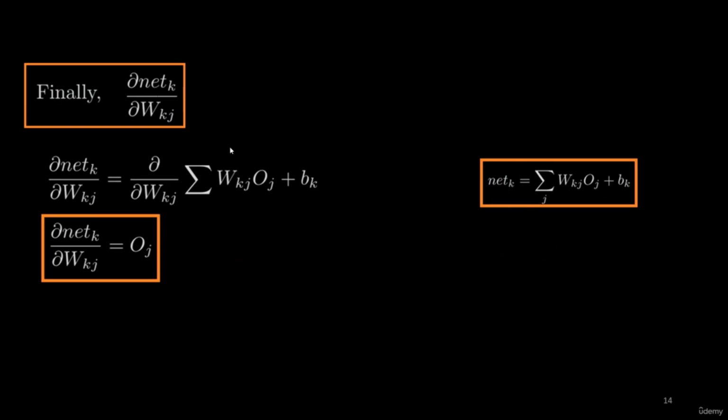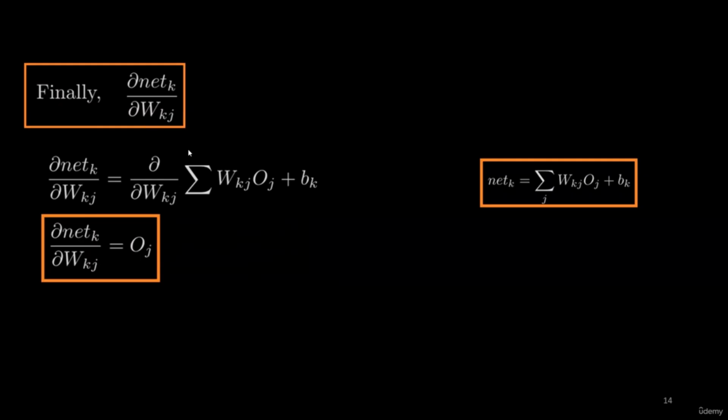Now here I will put the equation of net k, and here I am taking the derivative. Since the derivative is with respect to wkj, therefore the derivative of bk with respect to wkj becomes 0. And the derivative of wkj with respect to wkj becomes 1. So we are left with only oj. So the derivative of this term will come out to be oj.